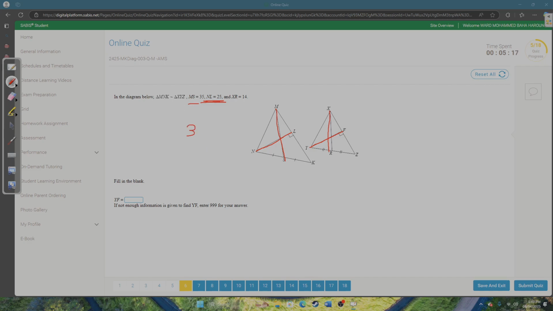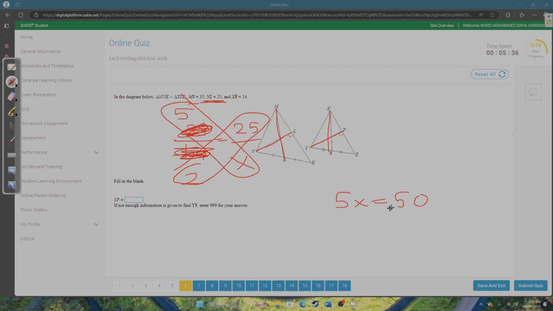So we can put 35 over 14, and we can put 25, which is NL, over blank, because they're asking for YF, we don't know it, which is x. You can divide by 7, you're gonna get 2 here, and here you divide by 7, you're gonna get 5. You cross multiply, you get 5x is equal to 50, and if you divide by 5, you get x is equal to 10.